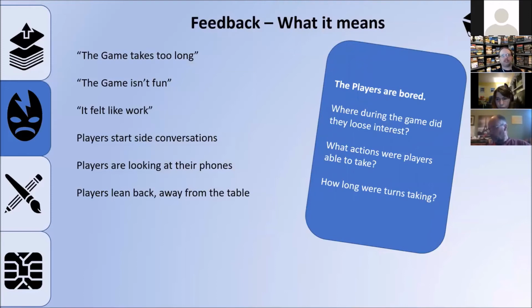Were everyone else's turns taking a very short time or a very long time? Did they have anything that interacted with the game that they could do during that point? Or were they literally just sitting and waiting? All of this will tell you at what point you're losing your players. So analyze based on not only what the players are starting to say, but the actions the players are doing, to be able to tell at what point in your design you need to be focusing more on.